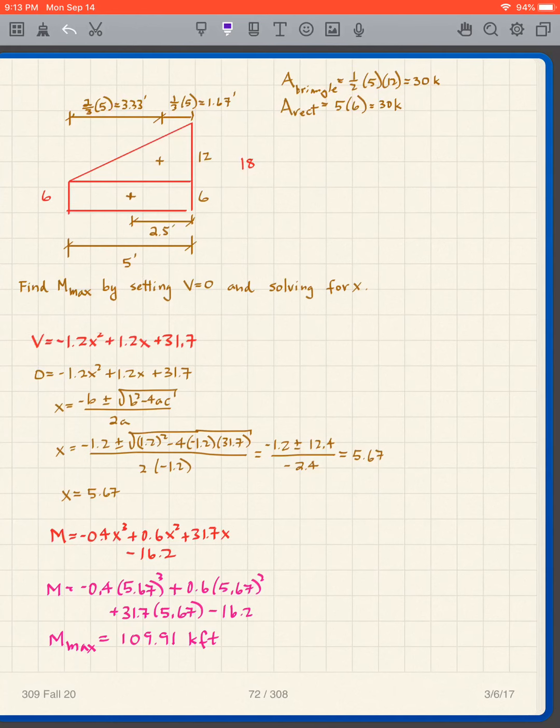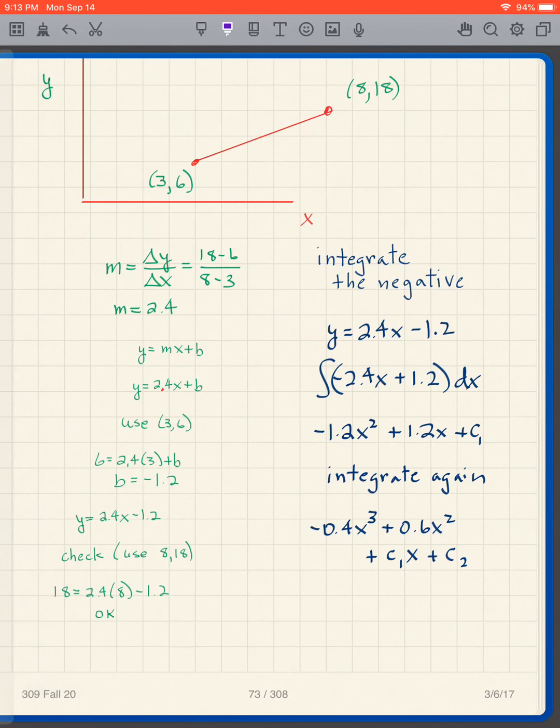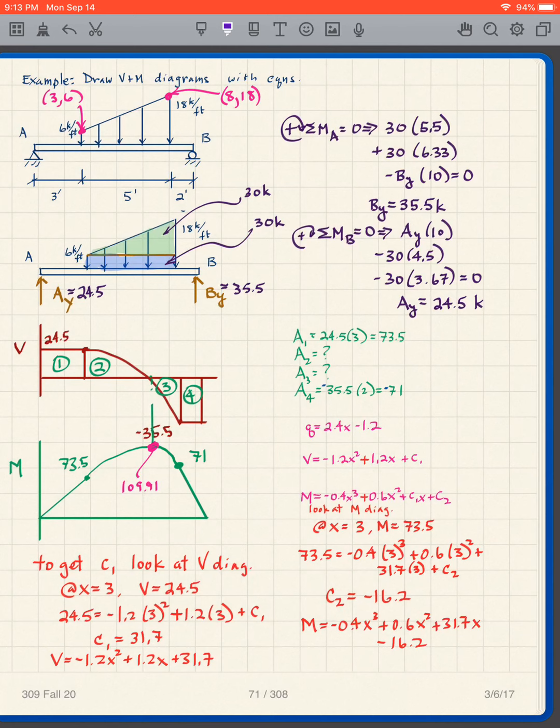So when I go to do my reactions, I put in, I guess I haven't shown it here, but what do I have? I have one load here. The 30 kips for the triangle is going to be there. The 30 kips for the rectangle is going to be in the center there. So I know that this distance is 1.67. I'm going to let you work this out. I'm not going to go through this in detail.